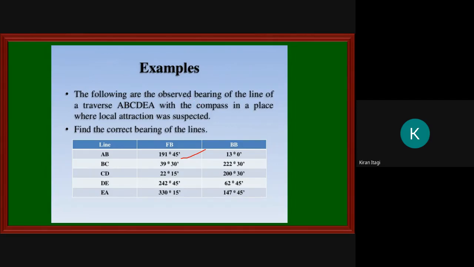The following are the observed bearings of the lines of a traverse ABCDA. See, the initial and the final are the same, so it is a closed traverse, with the compass in a place where local attraction was suspected. Find the correct bearing of the lines. So take this one. Try to solve on your own.